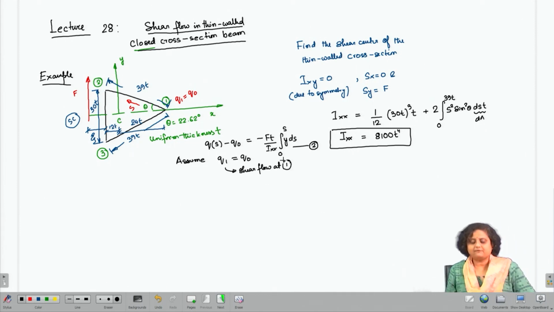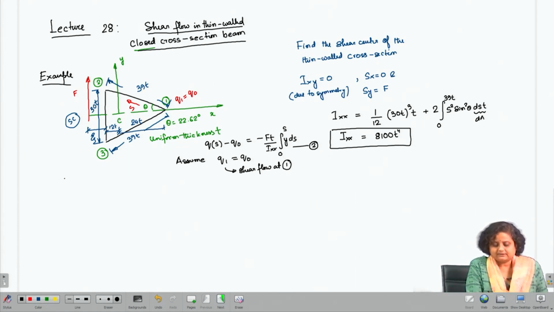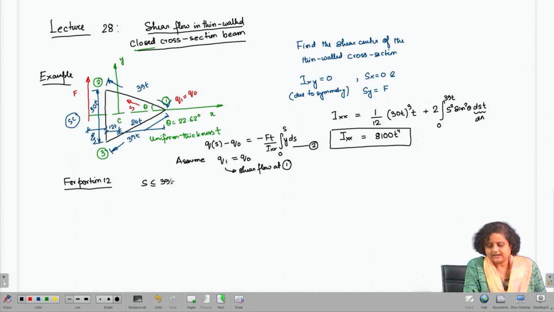Now, once we have assumed q1 to be q0, we can find out the shear flow in the entire cross section in terms of q0. Now, let us start with portion 1 2. For portion 1 2, S is going to lie between 39t to 0.